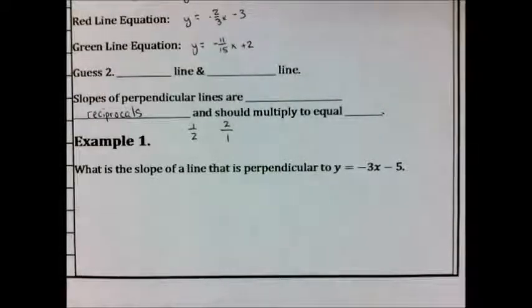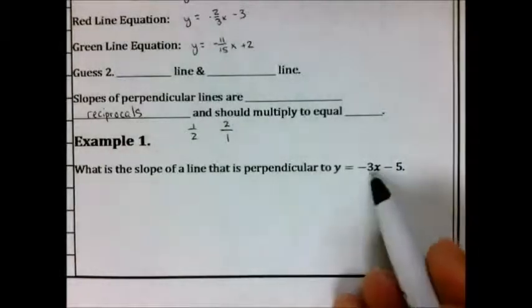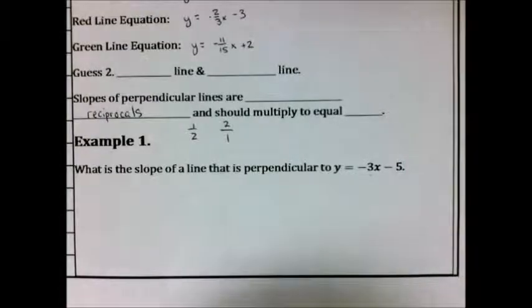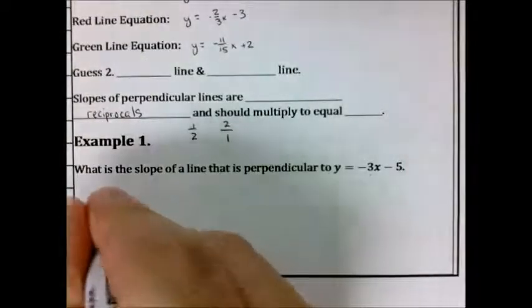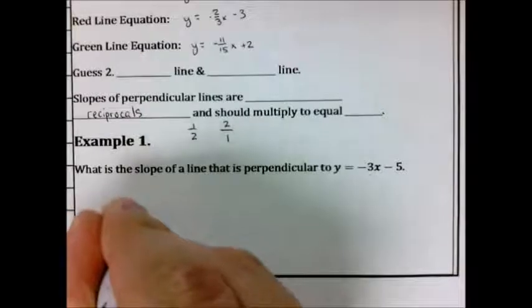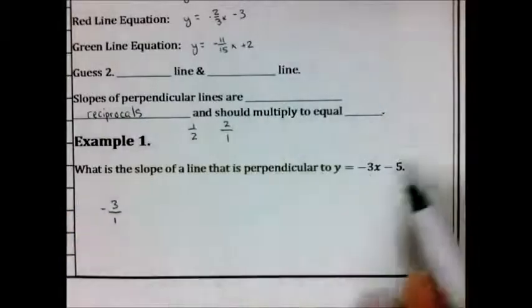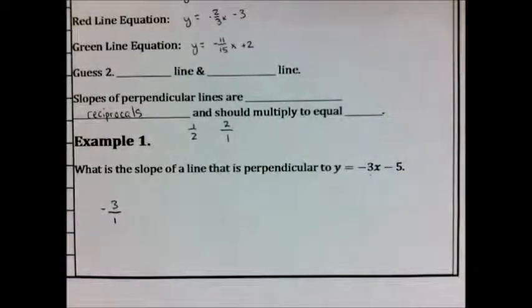All right, so let's do an example here. It says, what is the slope of a line that is perpendicular to y equals negative 3x minus 5? Now here's the important part. We need to know what the slope is of this line. We know m always identifies the slope. Okay, so negative 3, and we could technically put that as negative 3/1, is the slope of the line that is given. We want to know what slope is perpendicular to that.